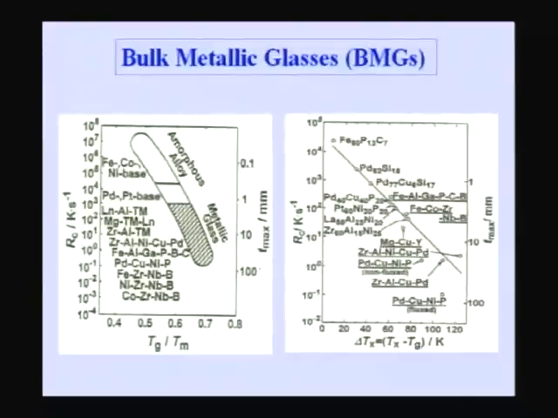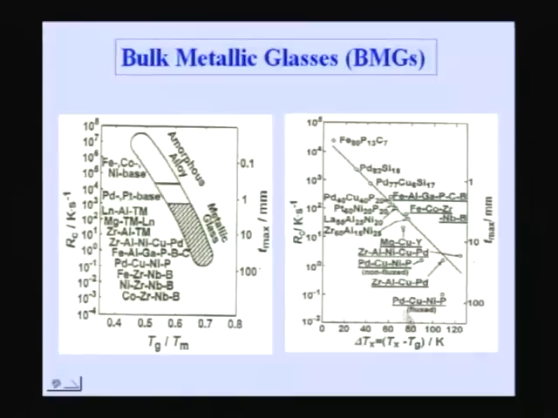In this aspect, the Tg by Tm, which is called the reduced glass transition temperature Trg, if one can have more than about 0.6, we can say these are bulk metallic glasses. Similarly, coming to delta Tx, if you have a delta Tx beyond about 60 or 70 degrees Kelvin, you can again see there is an inverse relation between the delta Tx and the Rc.